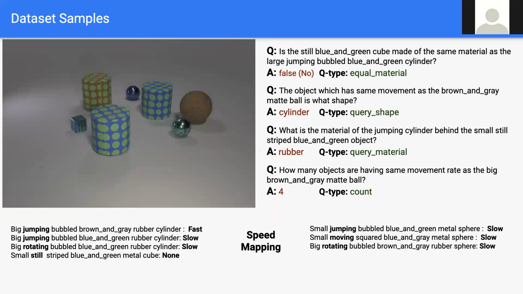Here is the list of some of the fast and slow moving objects. The question being asked is passed through several filters to figure out an appropriate answer.